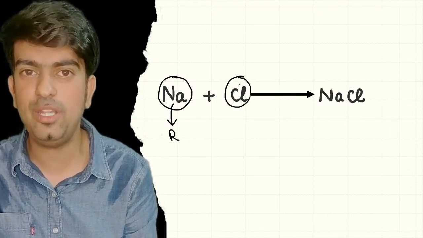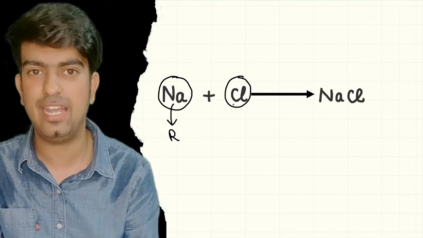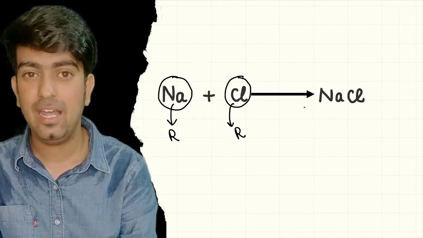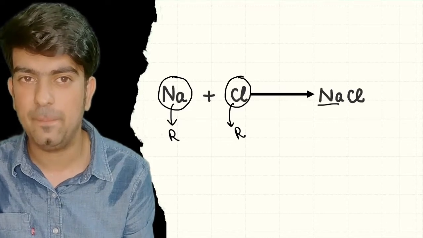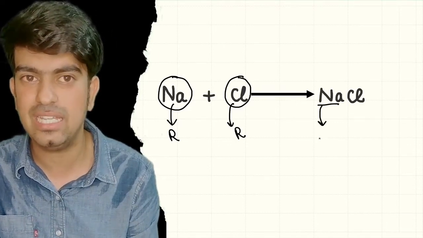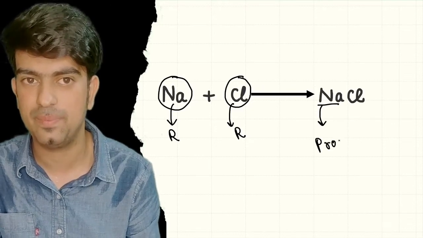And if I talk about the chlorine, so will it be product or reactant? It will also be reactant. But if I ask you about the NaCl, it is forming after the reaction, so this will be what? This will be product.